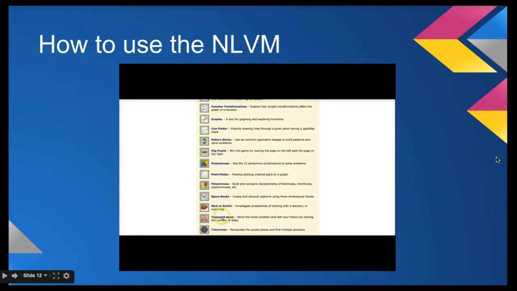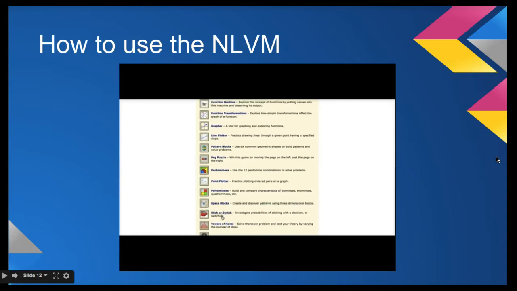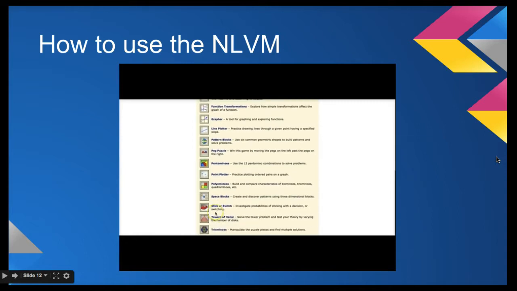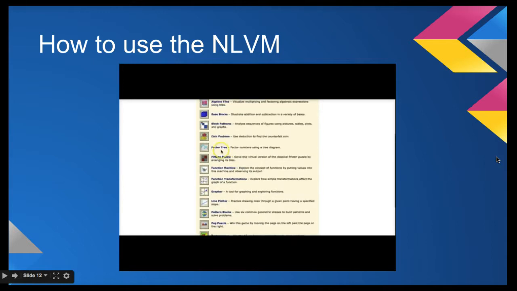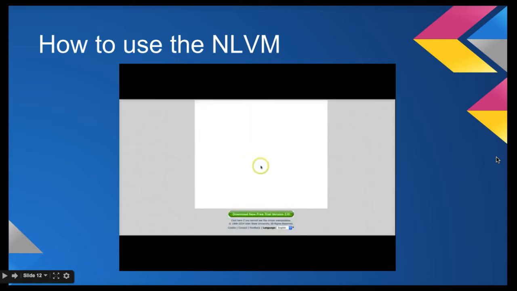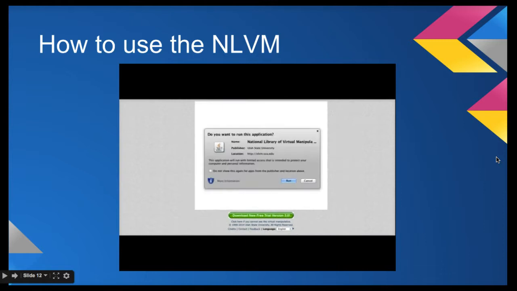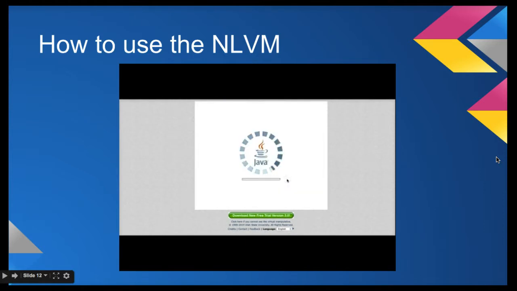or stick and switch, and towers of Hanoi, where they're all puzzles that you could use in your class to distract your students and still educate them. So let's look at the factor tree. It opens up, and you do need Java to see this, so you must hit run.